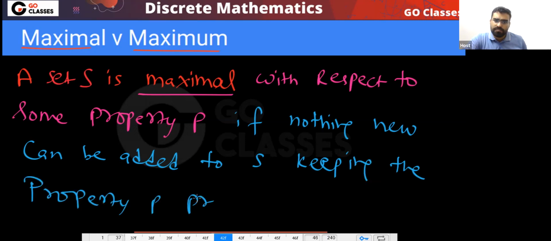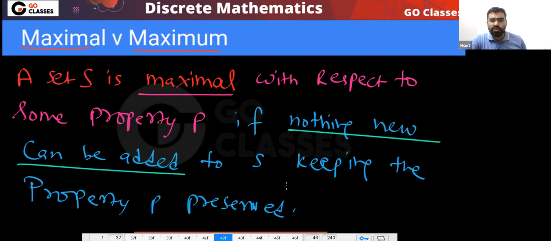This is the definition. Basically, no more elements you can add. The idea is very simple: nothing new can be added. This line is important. No new element you can add. That is your maximal. And what is maximum?